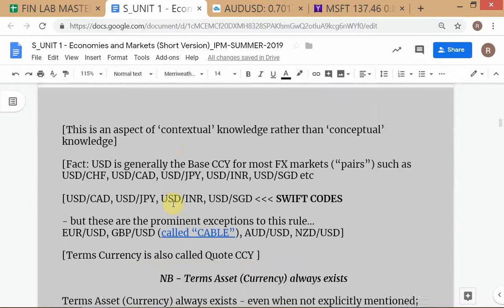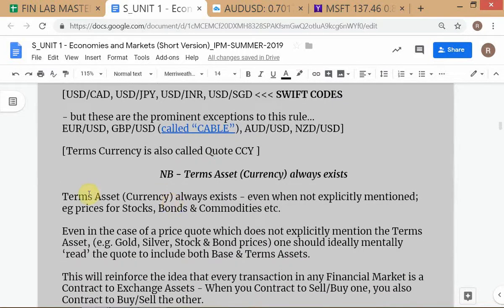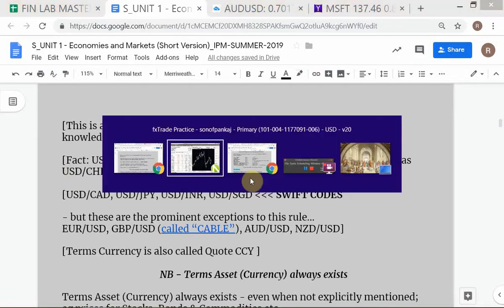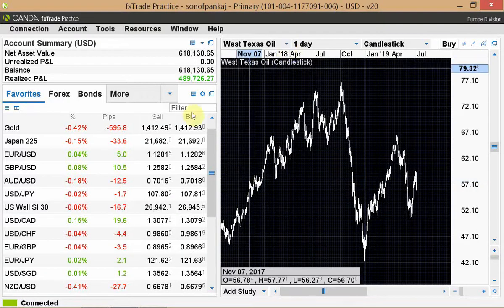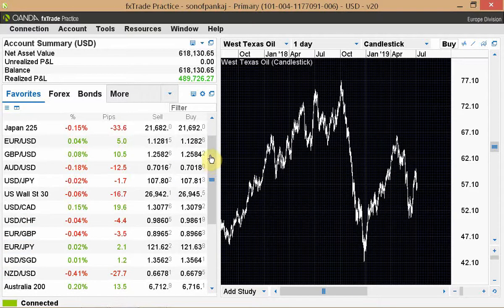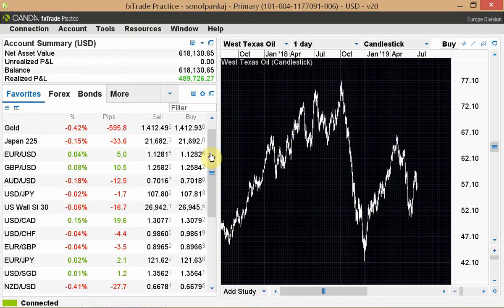So these are called SWIFT codes. Generally, the rule is that most currencies are quoted against the US dollar. In most currency pairs the US dollar is the base currency, but there are some exceptions. Any exception that you know, a major currency pair where the US dollar is not the base currency? Euro-dollar FX is a major currency pair where the euro is the base currency, not the US dollar.